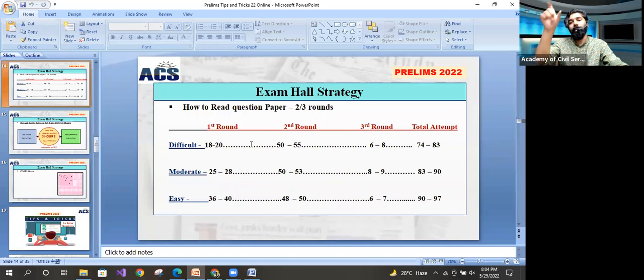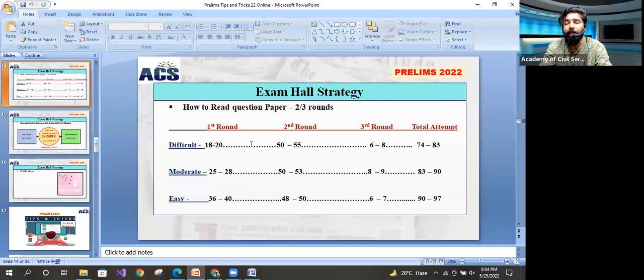The time consumed for the first round will be 20 minutes to a maximum of 30 minutes, half an hour. The second round will consume a minimum of 1 hour to 1 hour 15 minutes. And the last 15 minutes will be on the third round. So this is how we read the question paper in the UPSC examination hall. It is not compulsory that you have to read in first and second rounds. By practice, you can do this.